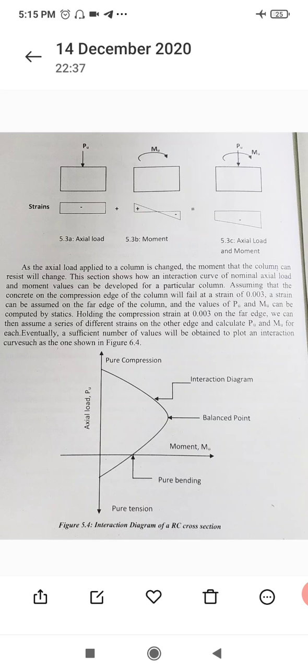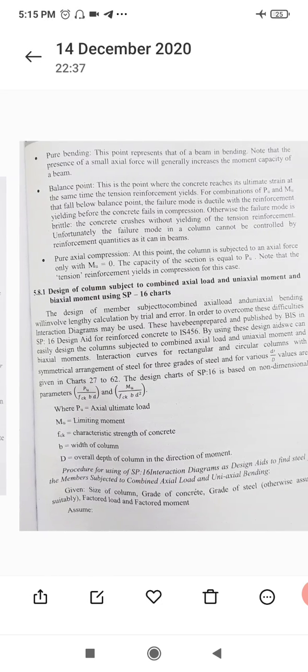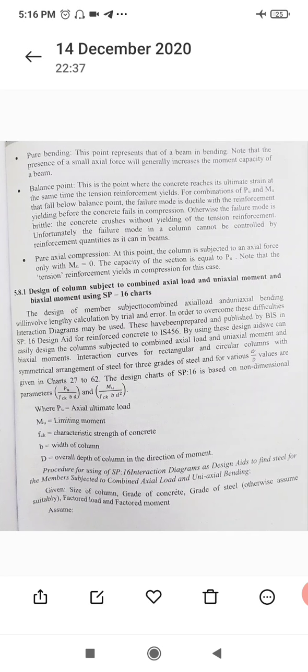You can see the interaction diagram for RC cross sections: pure bending, moments, balance point, and pure compression. This is the pure bending versus the axial load diagram. Pure bending is the point that represents a beam in bending. Note that the presence of a small axial force will generally increase the moment capacity of the beam. The balance point is the point where the concrete reaches its ultimate strain at the same time as the tension reinforcement yields.